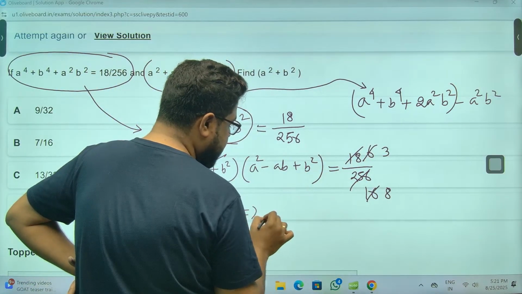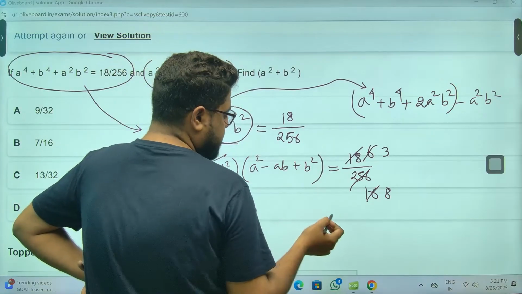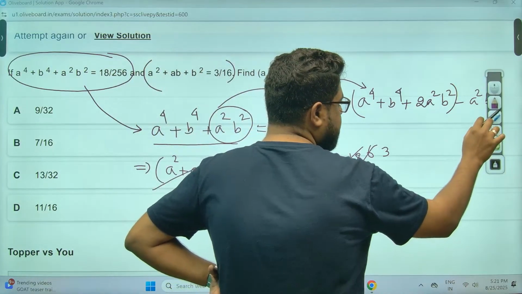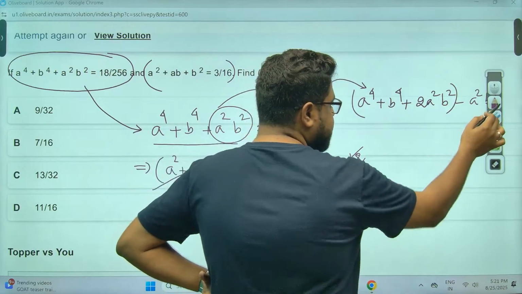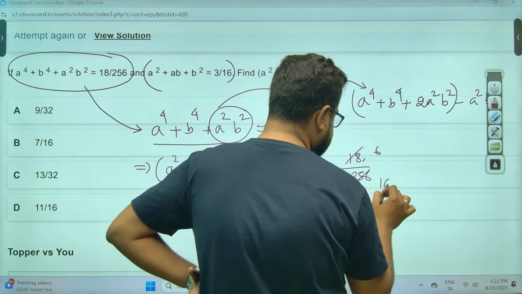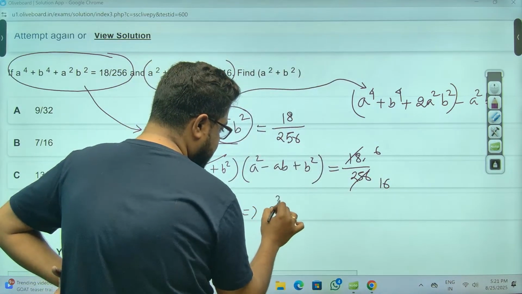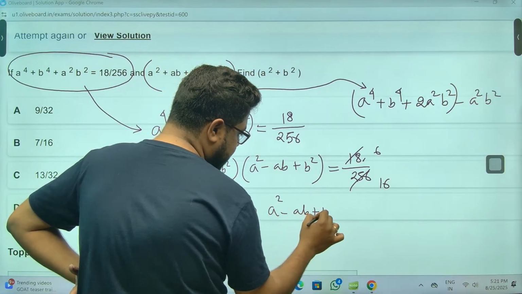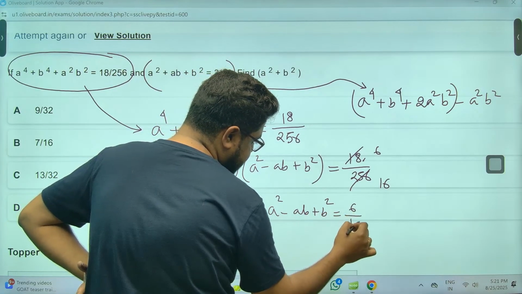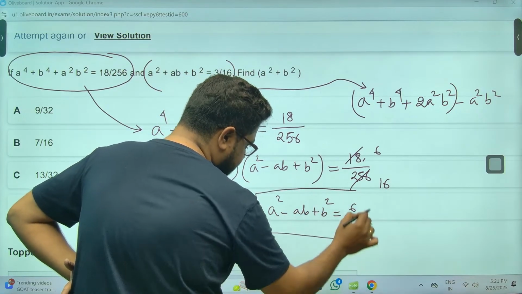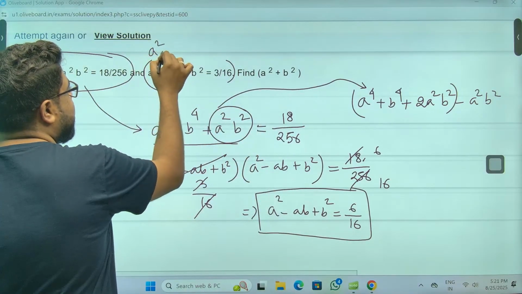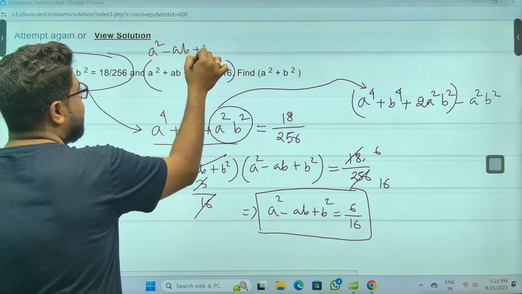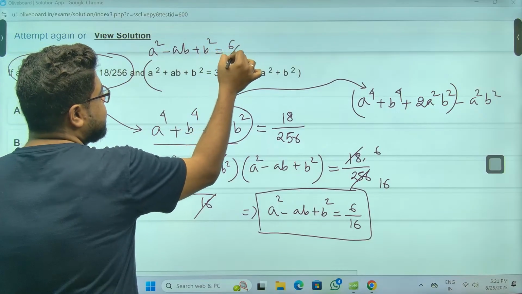I will calculate at the end of the day. Let's not cancel this. Let's keep this as 6 by 16. A square minus AB plus B square is 6 by 16. Don't cancel. Why, you will get to see right now. So this is given, and I'm writing A square minus AB plus B square is 6 by 16.